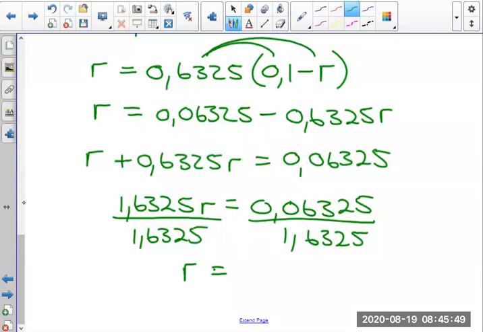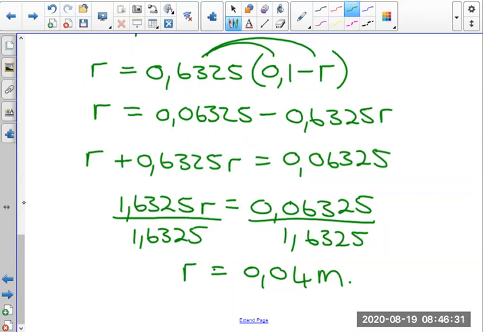So divide by 1.6325. Answer is 0.04 if I round it off to 2 decimal places. On my memo, answer 0.04. They also accept 0.039 meters. So 2 decimal places or 3 decimal places. The only thing that you need to remember is that the instruction on the paper says you have to leave your answer to at least 2 decimal places. So it can be more decimal places at the end.